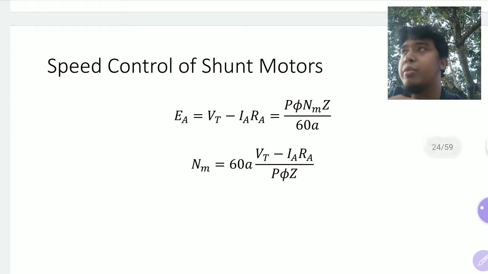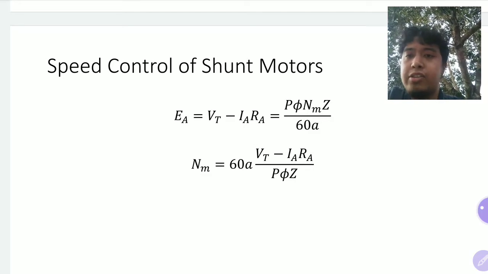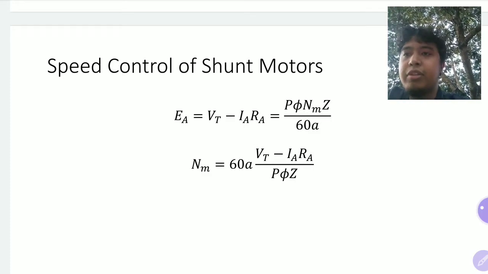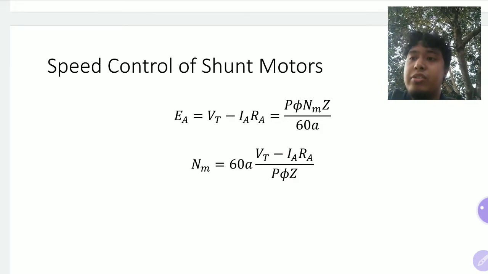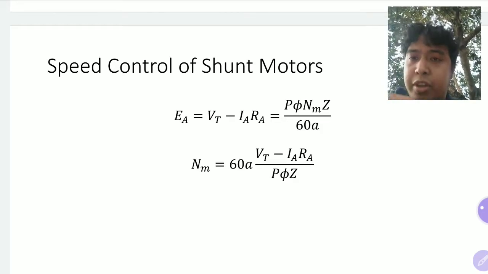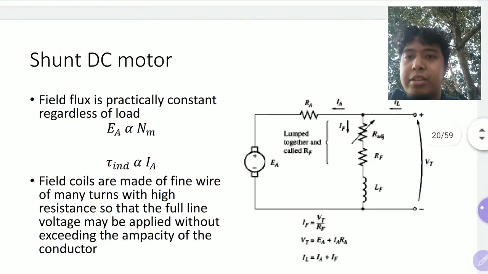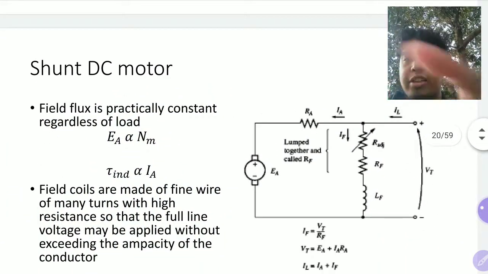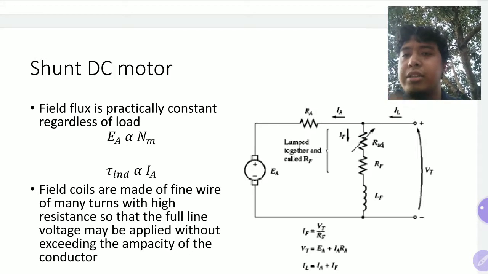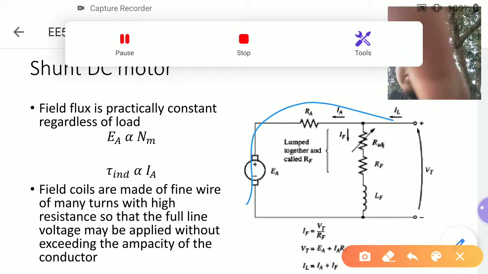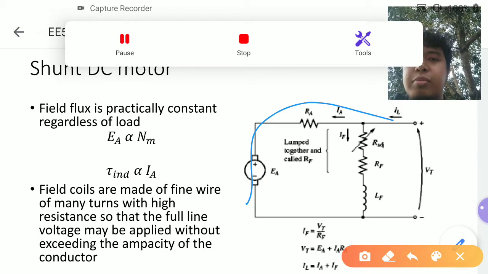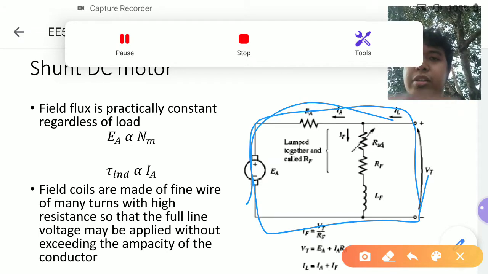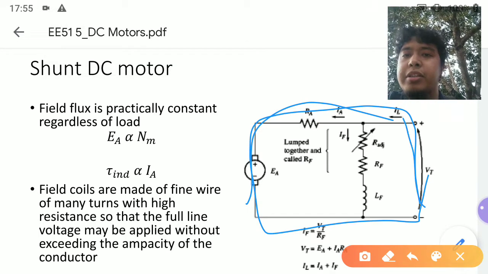your EA is actually equal to the terminal voltage less the voltage drop due to the copper loss on the armature. Of course, your field is on a separate branch. This is for shunt. Your field is not part of the KVL because that KVL is this loop here. So that's my KVL.